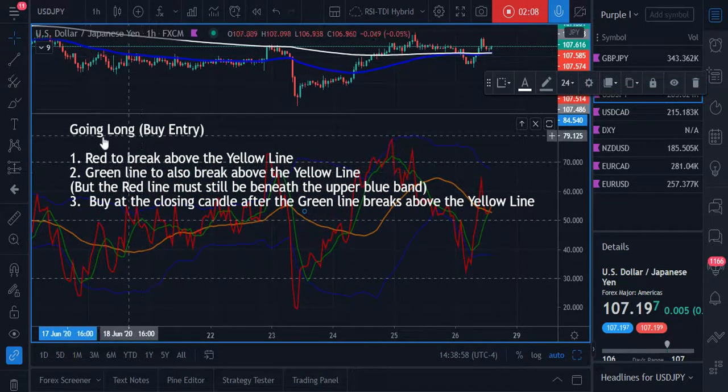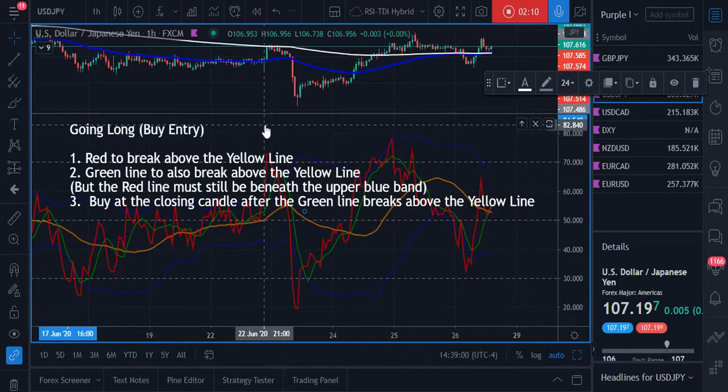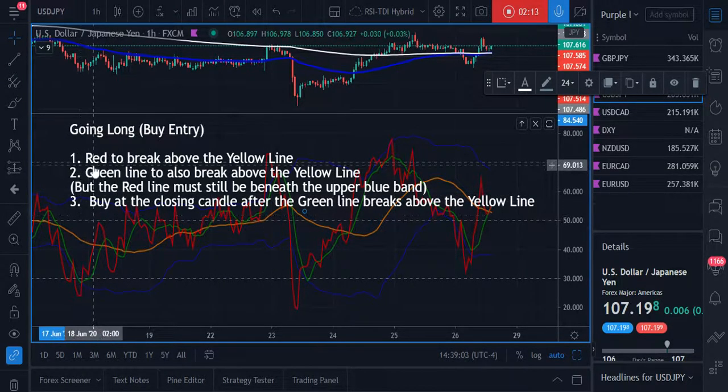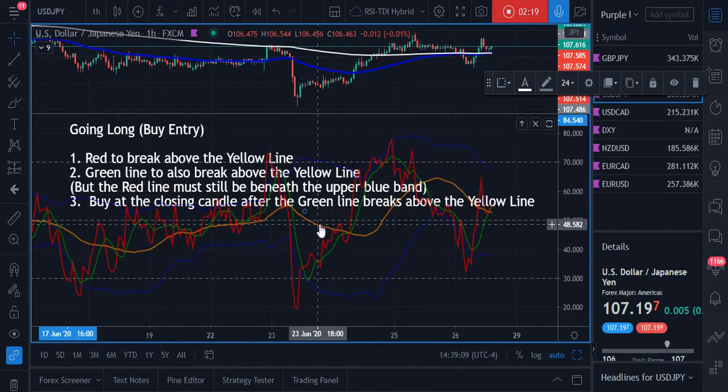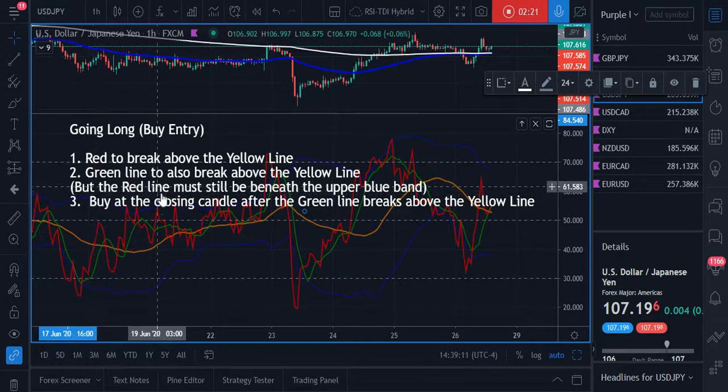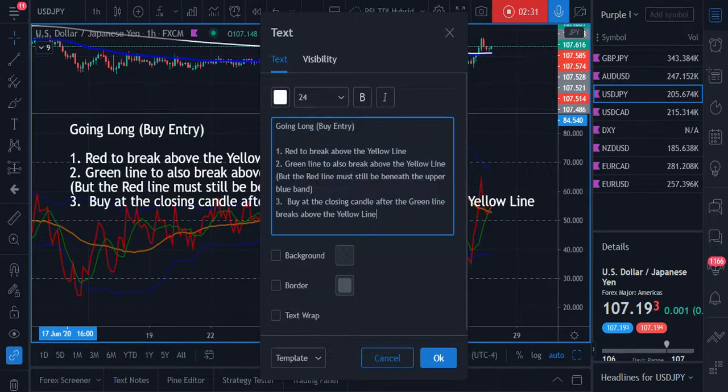We're going to be talking about if you want to go long. Going short is the opposite. So what you're looking for is for the red to break above the yellow line. You're looking for the green line to also break above this yellow line. But the red line, once it breaks above, must still be underneath the blue band. We're going to buy at the closing candle above this break right here. And then I'm going to put down the rule for the stop loss as well.